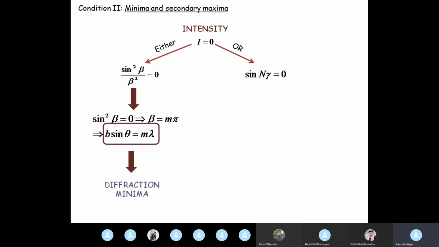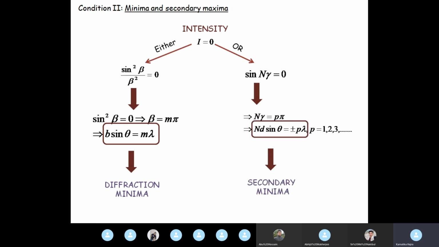All right. On the other hand, sine n gamma equal to 0 means n gamma equal to p pi, which means if you put the value of gamma, we have n d sine theta equal to plus or minus p lambda, p equal to 1, 2, 3, etc. All right.